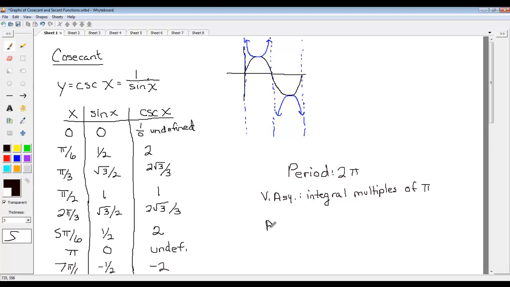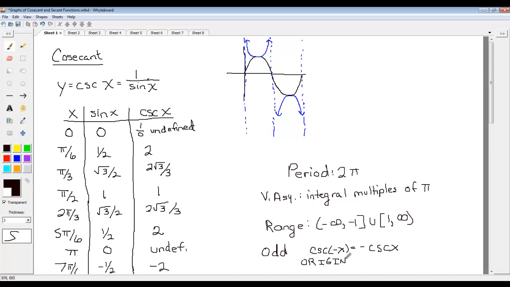The range actually goes from -infinity to -1 and includes -1, and then picks back up at +1, including +1, and goes to infinity. And just like the sine graph, cosecant is an odd function. So cosecant of -x is the same thing as negative cosecant of x. If you look at it closely, you'll see the origin symmetry.